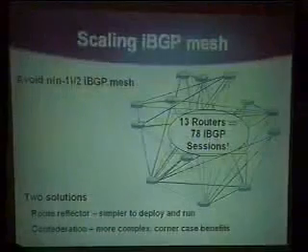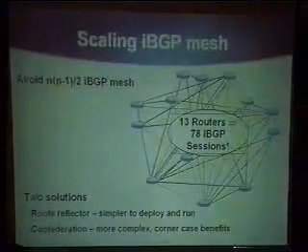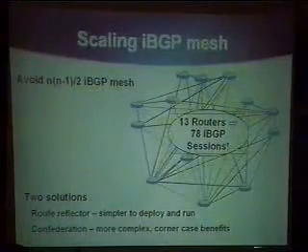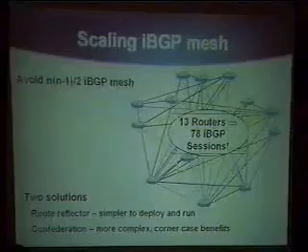Route reflectors, confederations. Well, scaling iBGP. With iBGP and 20 routers, you can run the full mesh. 100 routers start getting a little bit interesting.